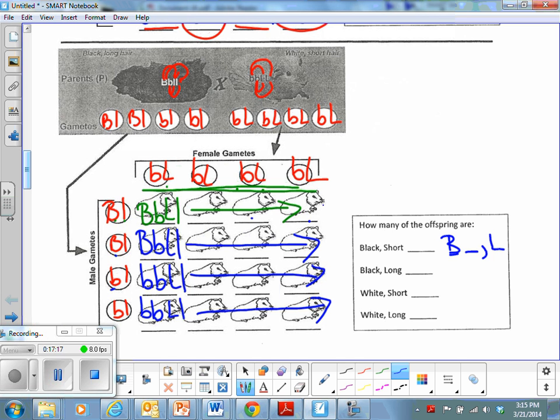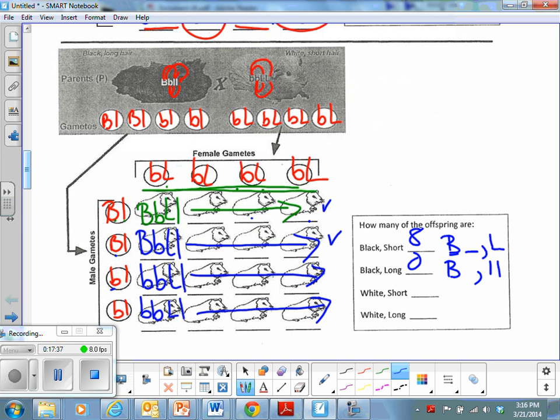So all of these would be black and long, and all of these would be black and long, right? So that's going to be 8. I'm sorry, black and short. I misspoke. All right, in order for them to be black and long, they have to have one big B and 2 little L's. So I don't have any of those, so that's 0.